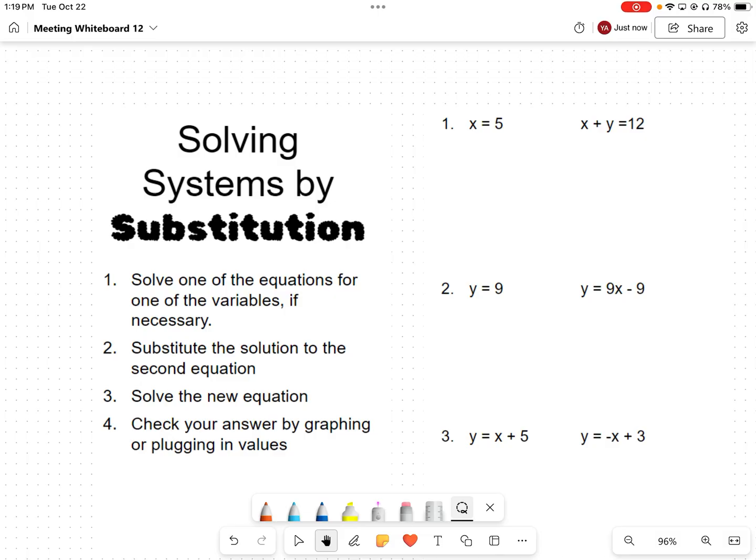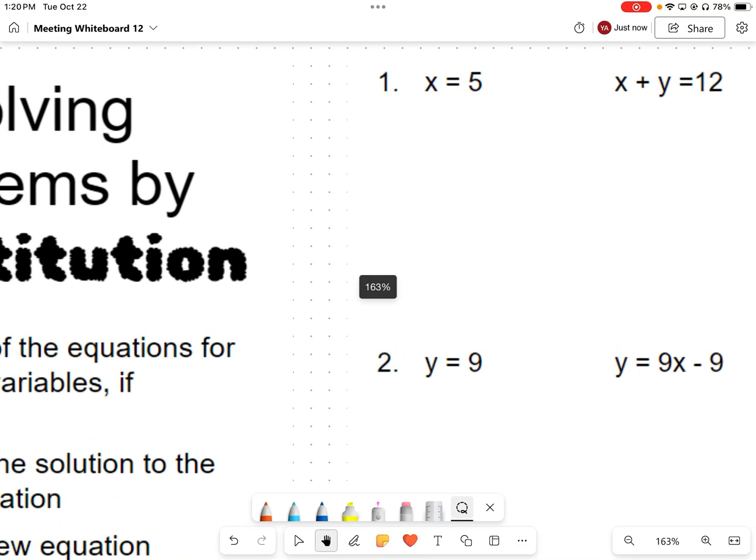Solve one of the equations for one of the variables if necessary. So if it's already been solved, you don't have to solve one. It's already been solved. Step 2, substitute the solution into the second equation. And then solve the new equation. Check your answer by graphing or plugging in the values. So let's go with number 1.